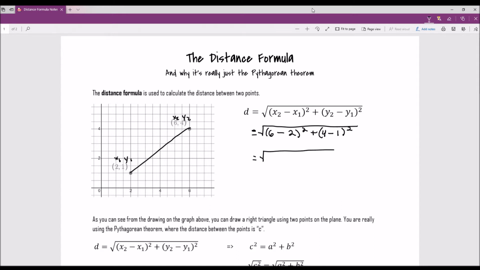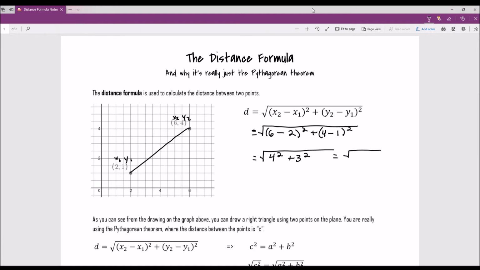Okay, and then you just simplify using PEMDAS. So I'm going to start with the parts in parentheses. 6 minus 2 is 4 squared, plus, and then my next parentheses, 4 minus 1 is 3 squared. And then I'll just go to the side here because I got space, why not?